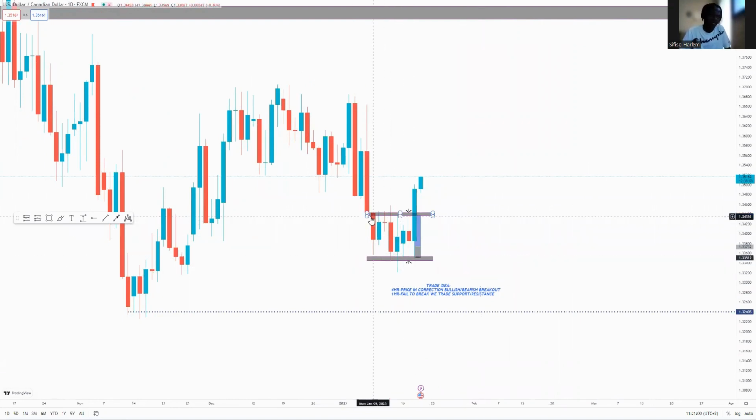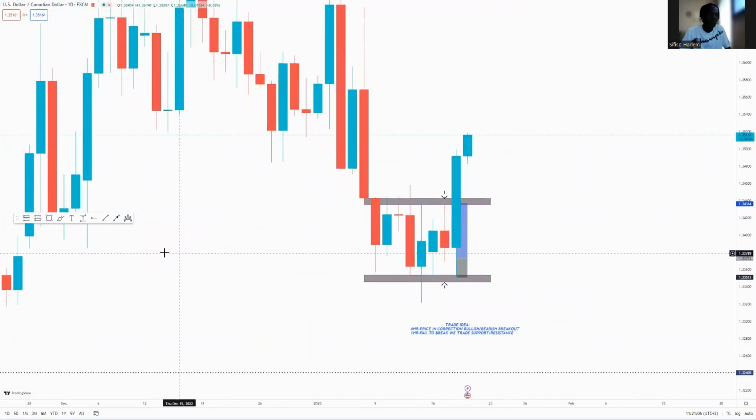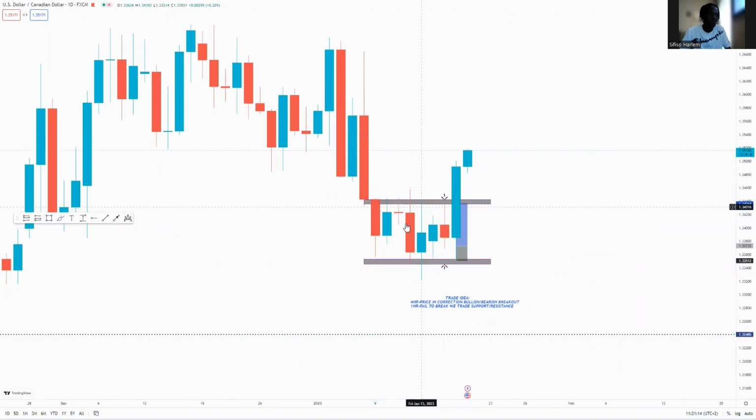Looking at the structure of the USDCAD, you can tell that price has been moving sideways. We've been trading between resistance and support from the daily time frame. When this occurs in the markets, it tells us that price is going to get a continuation either to the downside or to the upside. With price pushing and correcting, most of the time we get a continuation to the downside.